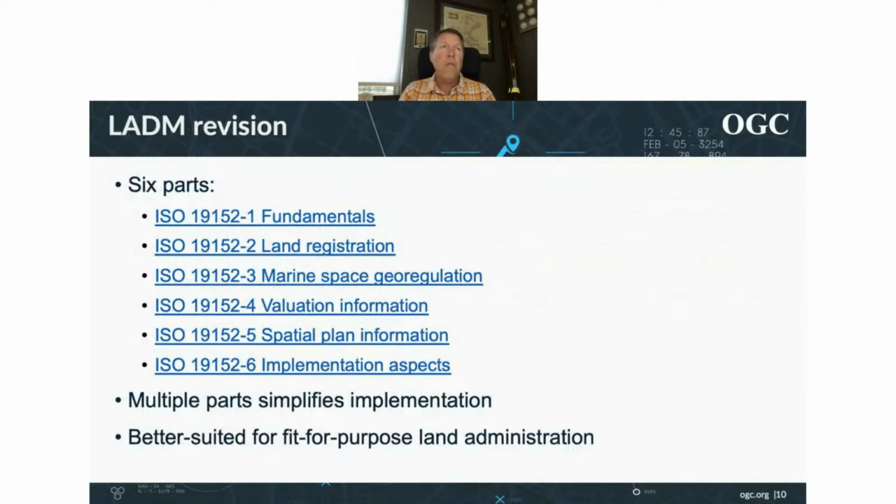LADM is currently being revised and being broken into a 6-part standard at the moment. The intent there is to make implementation of the standard simpler, to better address the dynamic nature of the environment in which we're working with land information and how communities are addressing these topics, and to be better suited for what's referred to as fit-for-purpose land administration. And here comes the first giant asterisk in my discussion. This is a really controversial topic.